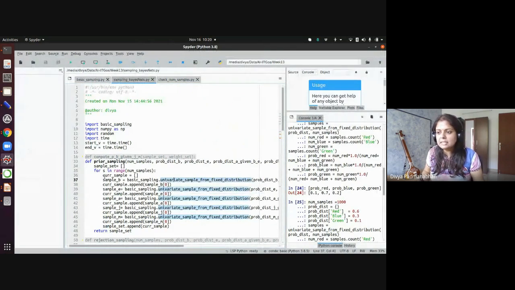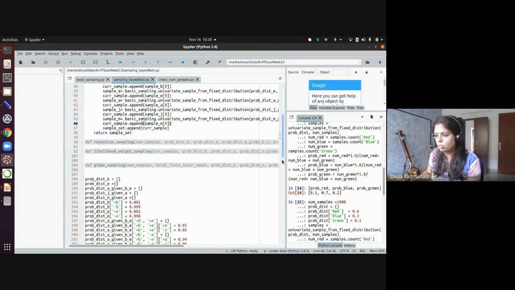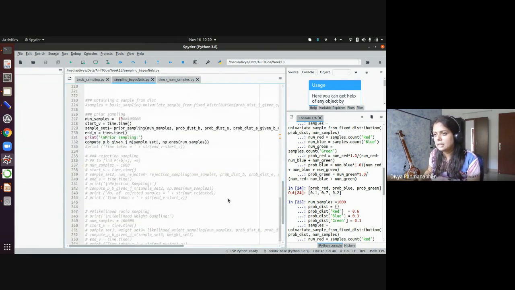I'm just drawing a sample from B, then E, then A, J, N. I've written this explicitly because this is a small network, but otherwise you would just write a for loop over the entire network structure. I'm just going to invoke this and see what it gives. Let's start with just 10 samples.